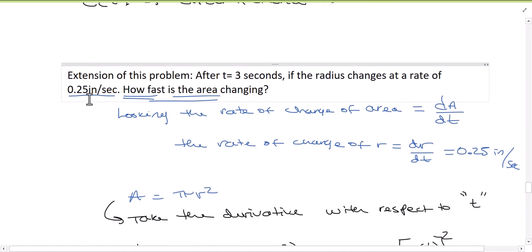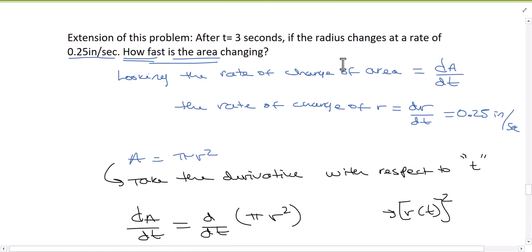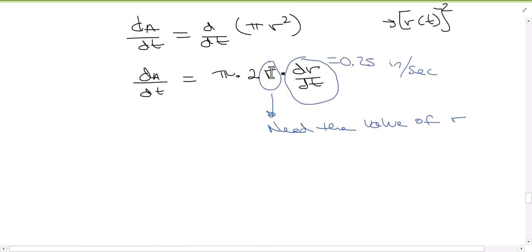We might be able to, based on the rate of change of the radius, find what the radius is after 3 seconds. And so once we do that, we can plug that value of r in here, and we will find our dA/dt. So I think we can do that fairly quickly, don't you think?